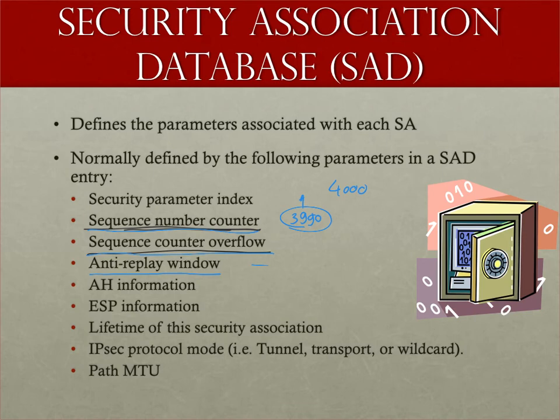Okay? So we'll see in detail how the replay attack is done and how IKE performs that securitization creation for the first time. So we have, of course, AH information and ESP information. This is for authentication, this is for encryption. And again, we'll talk about each of these. By the way, that's why I said this is a data structure, because each of these is a set of fields.